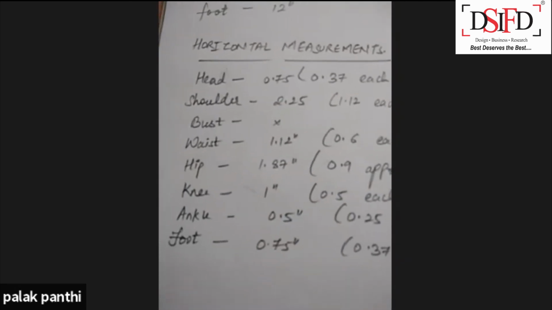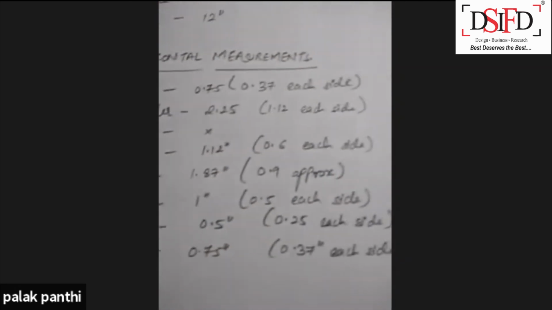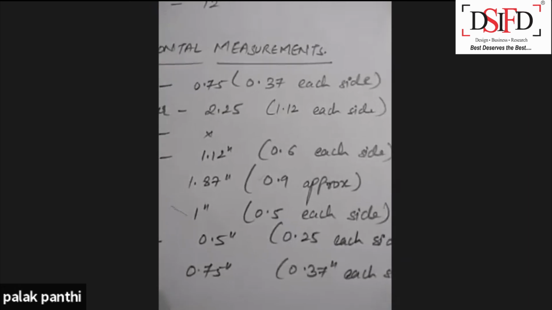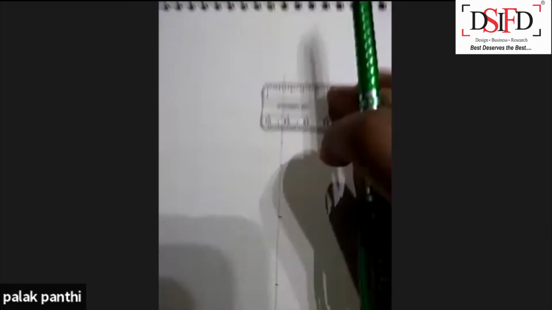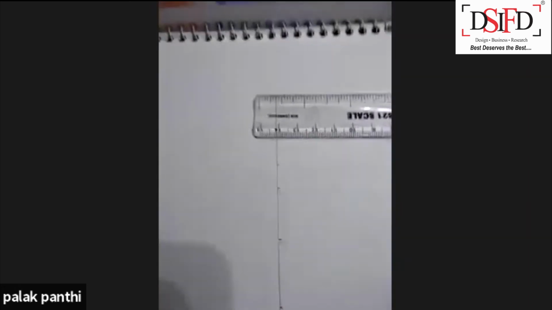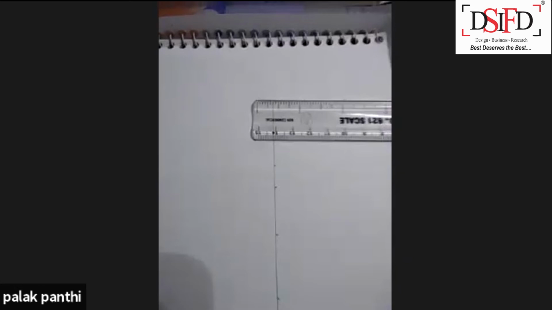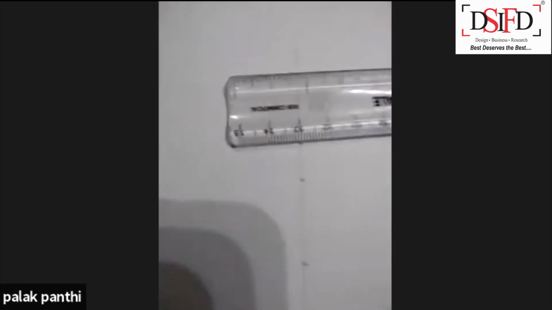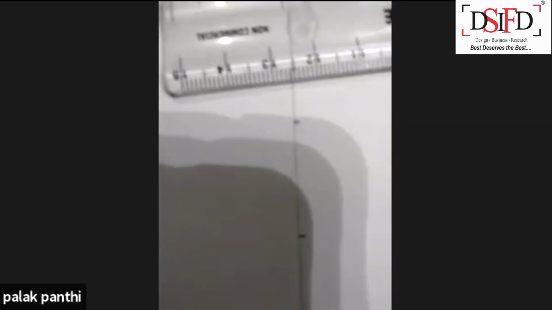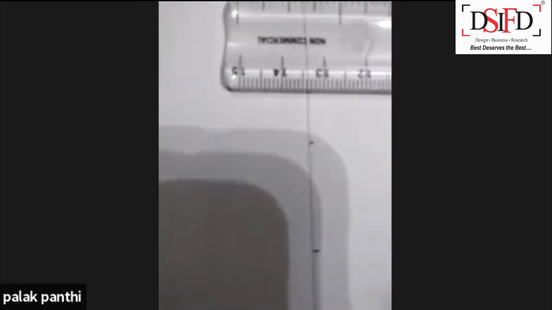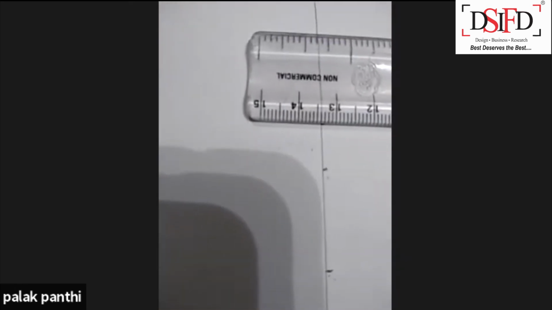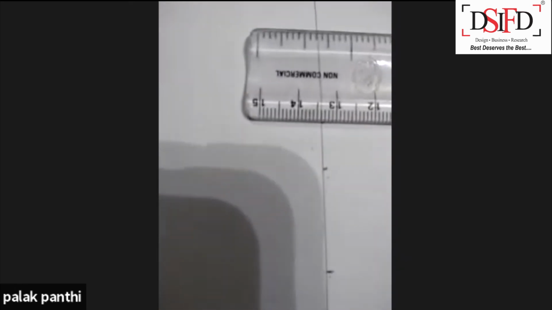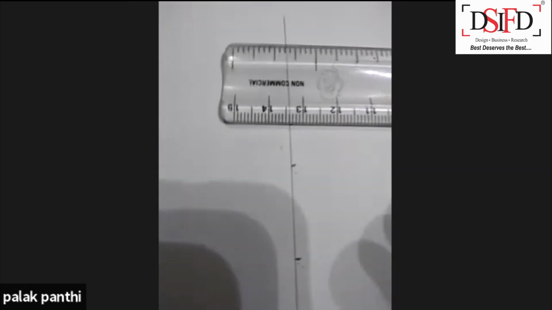Like head is there 0.75. So divided by 2 is 0.37. So here what we'll do is mark 0.37 on each side of the line. So what will be 0.37? 0.37 will be more than 0.25 but less than 0.5. Okay.